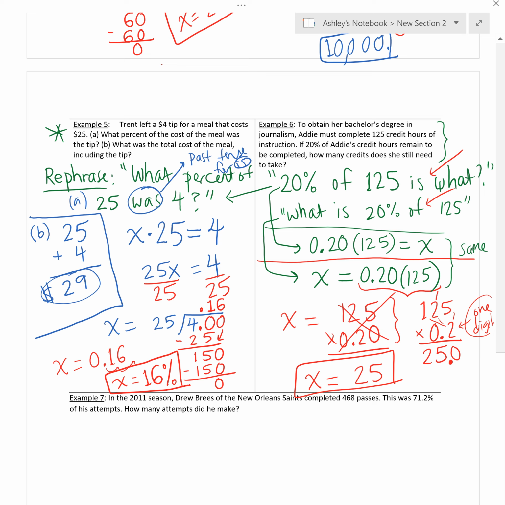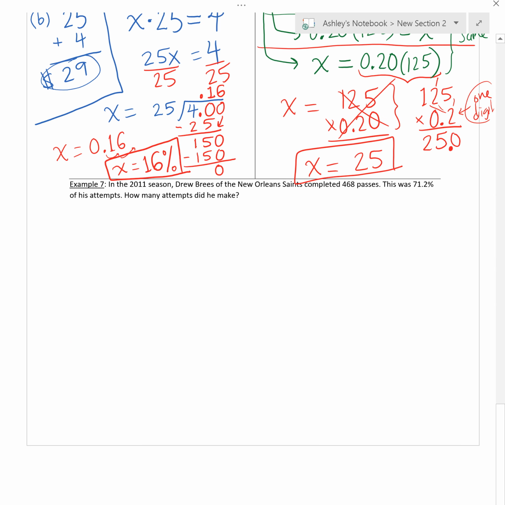All right, does that sound right? I guess that would mean that she has 25 credits left to take, and 25 credits is 20% of 125. I think that sounds about right. 20% is 1/5. I think it sounds right that 25 is 1/5 of 125. Okay. I believe that, but it's not too hard to convince me of things like that.